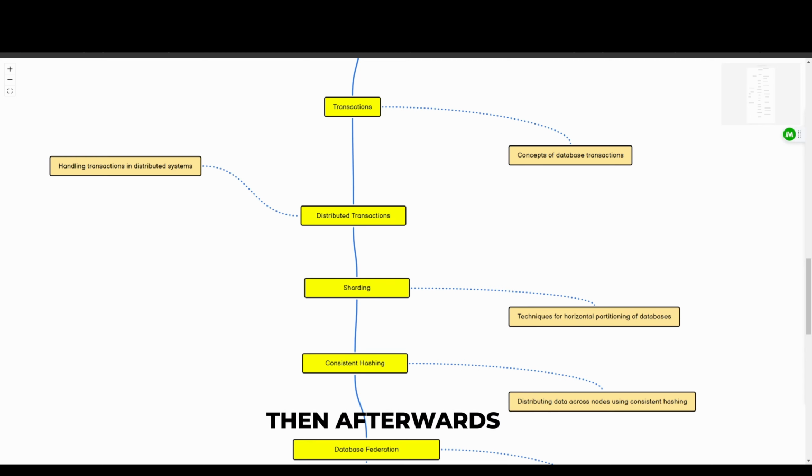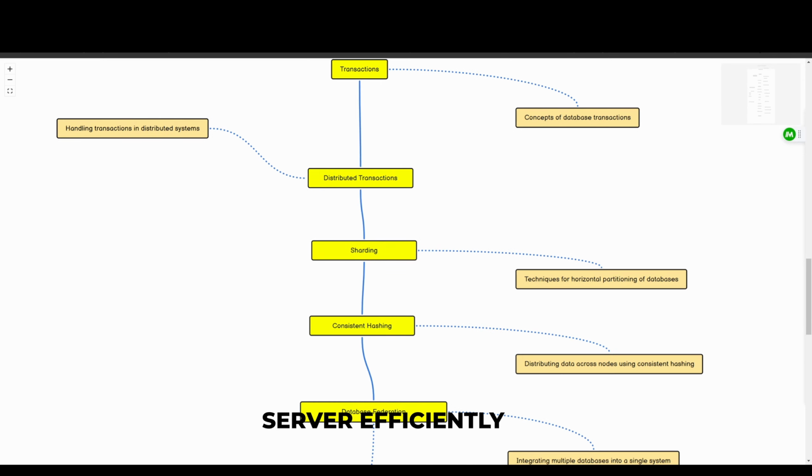Then afterwards, we can explain sharding. Sharding is the technique for horizontal partitioning of the database. We will explain how sharding works and how to implement it to distribute data across multiple servers efficiently. Then we can explain consistent hashing, which is used to distribute a database evenly across the nodes. We will cover the principles of consistent hashing and how it helps in maintaining balanced loads in the distributed system.